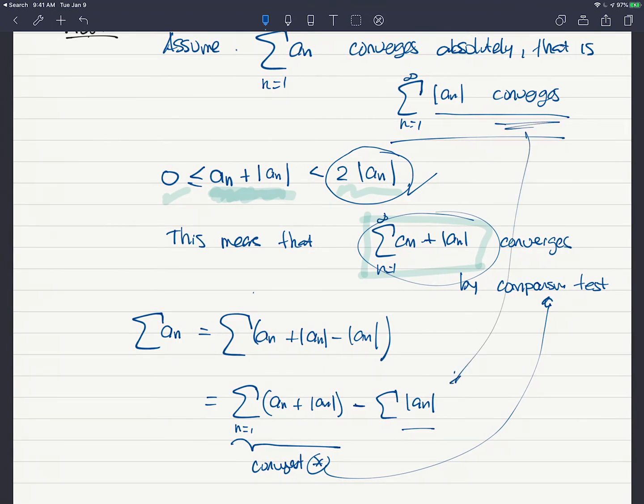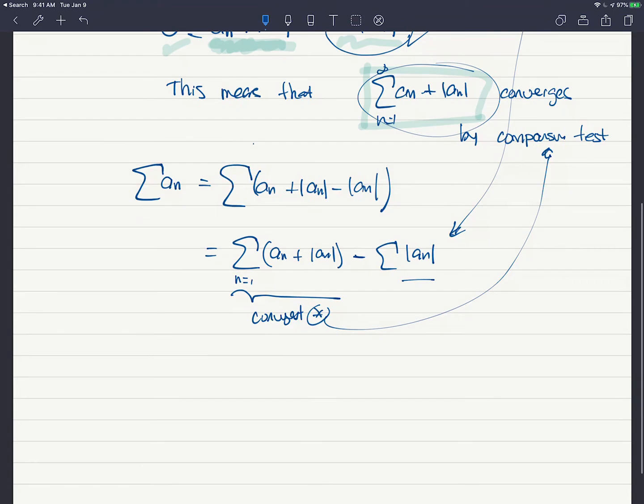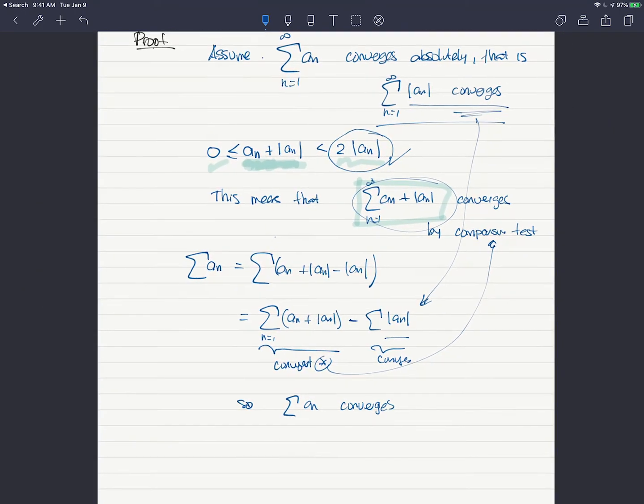So if you can break up a series like the sum or the difference of 2 series, and each one of those converges, then the sum will converge. So that's convergent, this one converges, so this one converges. Okay, so this is the proof that if you have a series that is absolutely convergent, then the series itself converges. Okay, how do we use this?